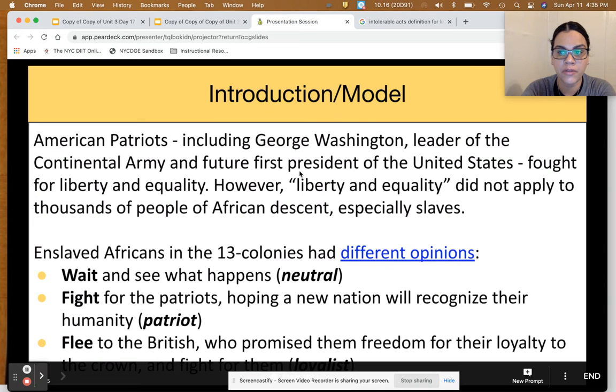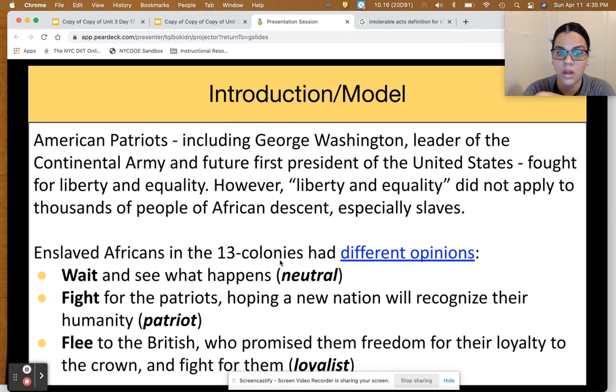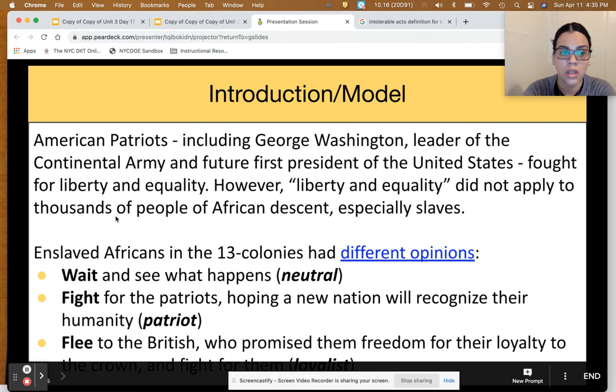Then finally, when students go over the video and discuss what they've learned, this is the final slide that prepares students for the independent practice. American patriots, including George Washington, leader of the Continental Army and future first president of the United States, fought for liberty and equality. However, liberty and equality did not apply to thousands of people of African descent, especially slaves.